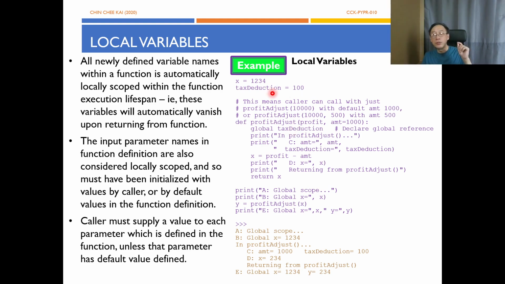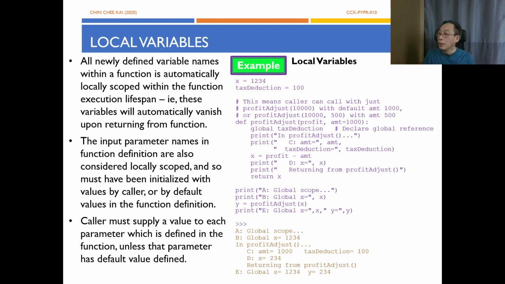And if I were to change anything about text deduction within my function, I am changing this one, not creating a new local variable. You can't change it while referring to the global variable, both having the same name. No such thing. So a variable name, for example text deduction, inside the function must be either a local scope variable or a global scope variable. There's no both, there's no simultaneity.